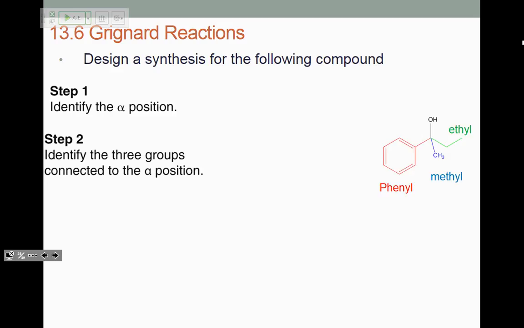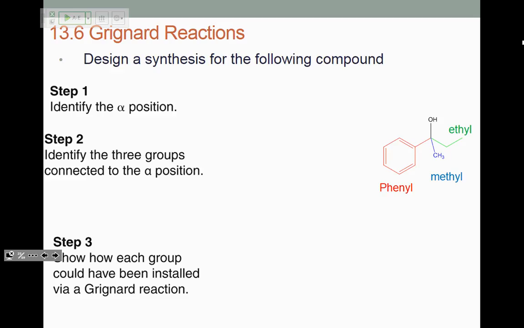So we have these three groups attached, and we can show how each group could be installed with the Grignard reagent. We can start with our carbon-oxygen double bond containing our phenyl and our ethyl, and then we'd just be adding in our methyl. Again, in this Grignard reagent, make sure you're not putting too many carbons. We're only adding one carbon. This is our new bond, so that's how many carbons we're adding.